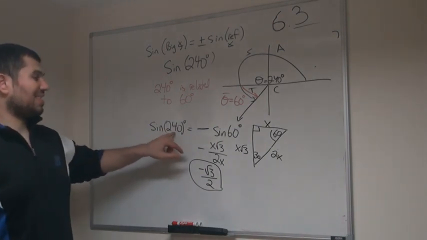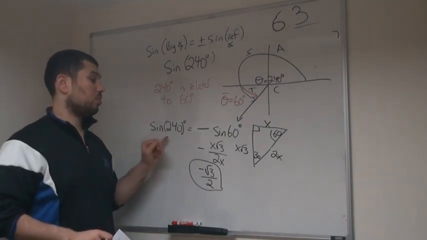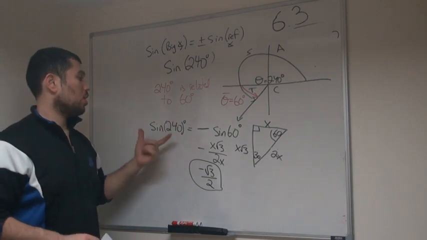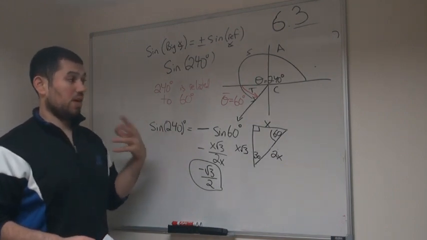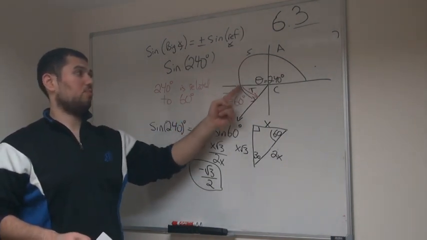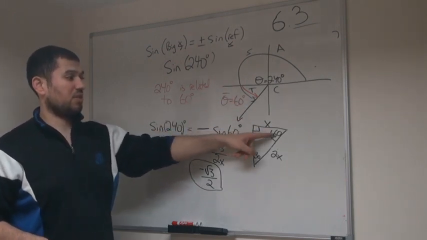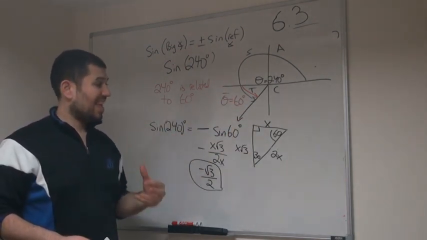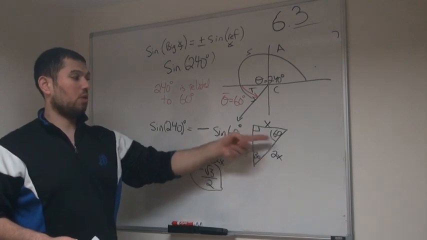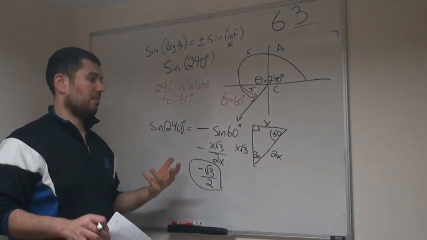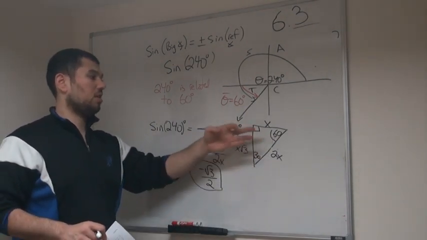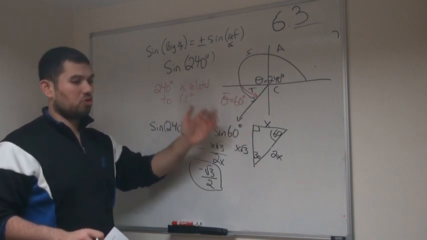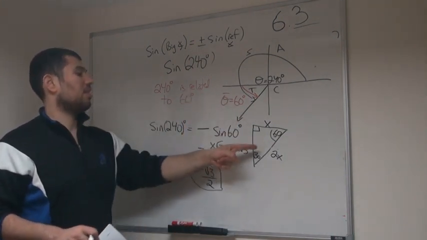If you had to find the sine of 240 degrees, you would find 240 degrees' relative by drawing it in standard position and seeing that the reference angle is 60 degrees, and then drawing a triangle to say what the sine of 60 would be. Well, I can find the sine of 60 using a standard special triangle that we learned last class, the 30, 60, 90 triangle.